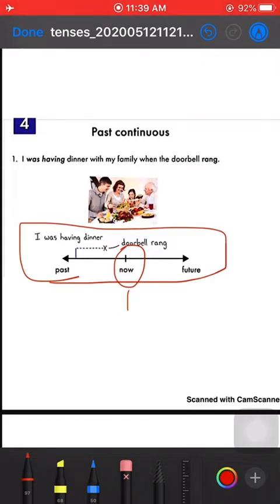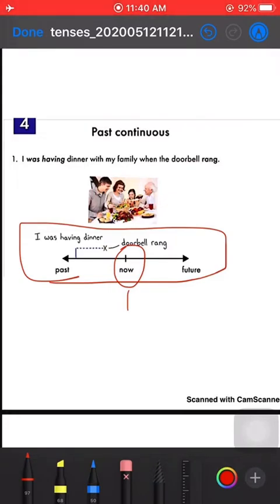Okay. The sentence says, I was having dinner with my family. This shows an unfinished, ongoing action in the past. So I was in the middle of having dinner and something happened. The doorbell rang. So I had to put down my spoon and fork, get up from my table and go and see who it was.